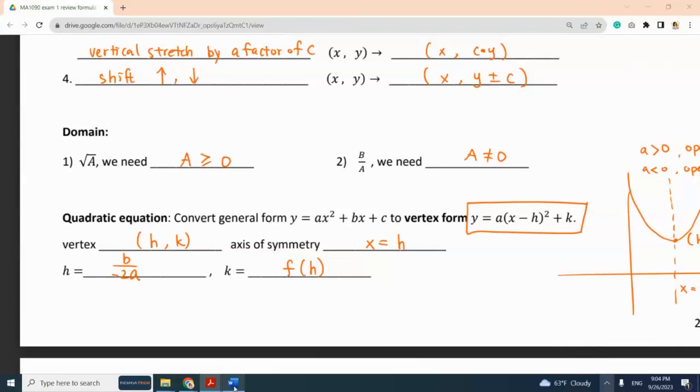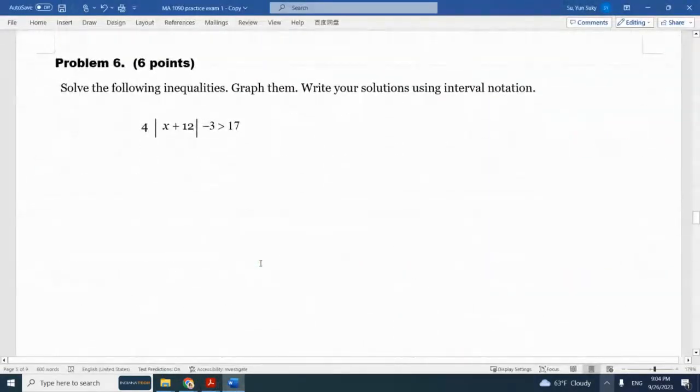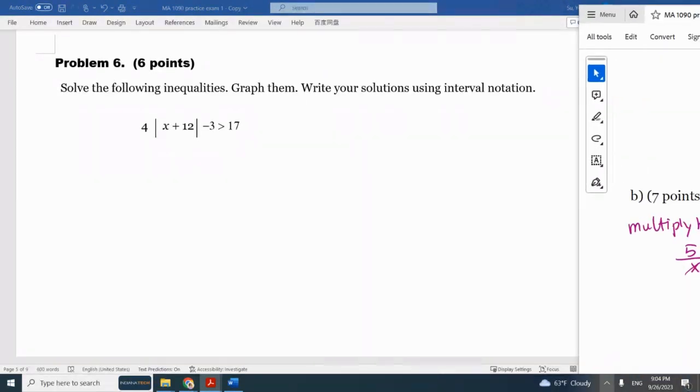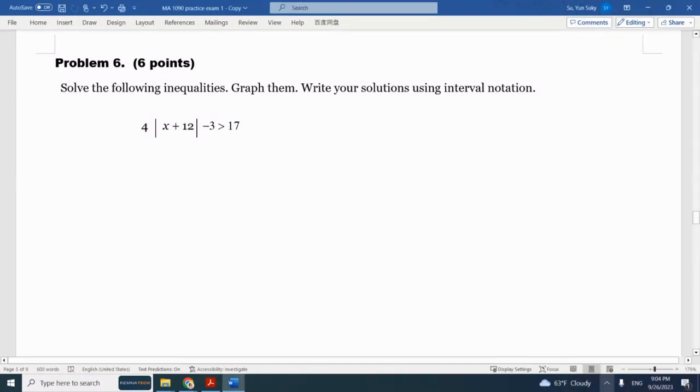All right. We continue. Next problem. Inequality with absolute value. So how do we do that? In this case, we isolate the absolute value. And then you want to break it. Remember how you break it?